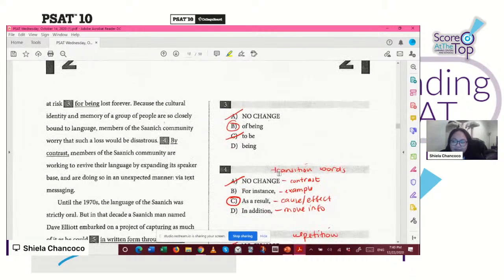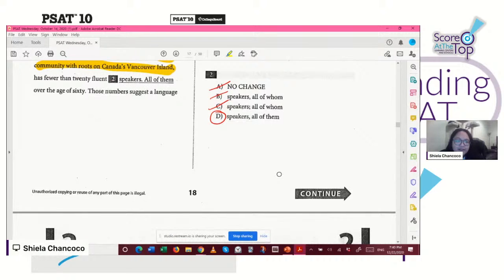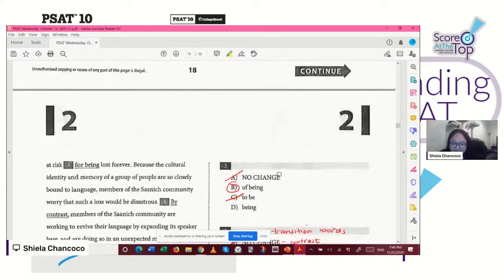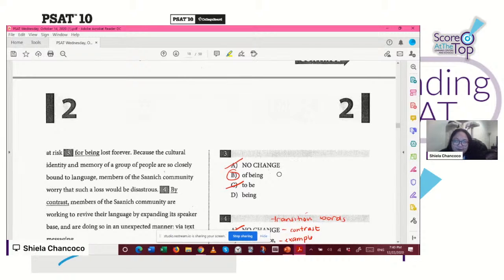All right, number 3, let's see. Those numbers suggest a language at risk of being lost forever. Okay, this one is a big one. They always like to test this. So the best one here is "of being." For being? Who says for being? That doesn't exist in my vocabulary. I've never seen that. "To be lost forever", you're not Shakespeare. To be is not it. So of being or being was the choice between.